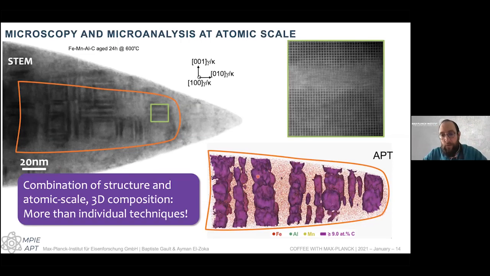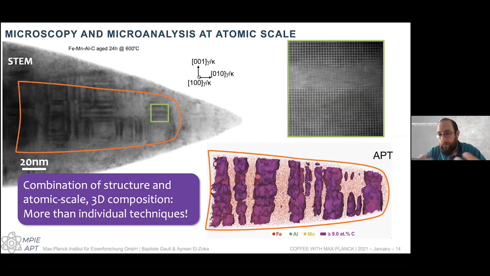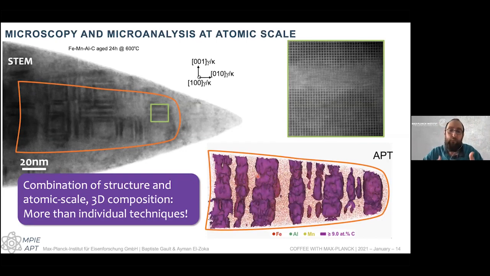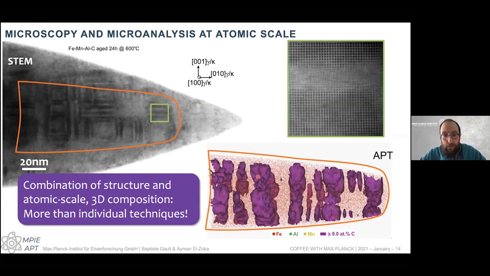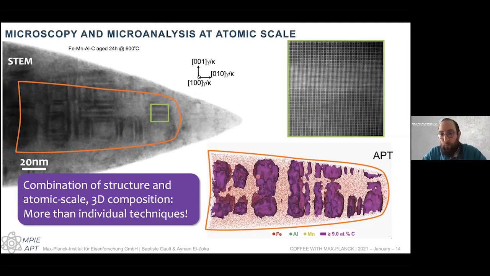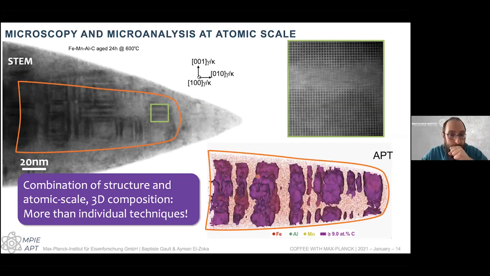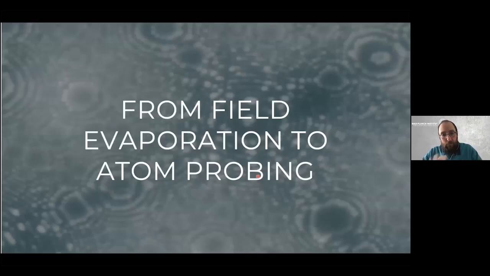And all of this information is useful to understand how we can form these materials in a specific way, or how we can improve their design to get better properties, for example, make them stronger or more resistant to corrosion, or depending on the application that we have in mind. So now I'm going to go step by step and take you through how we do atom probe.